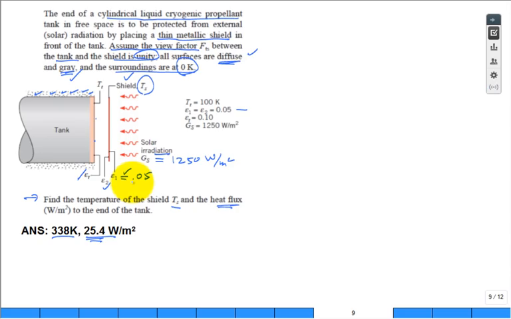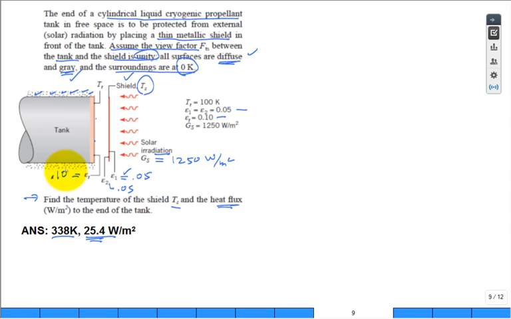Reflected, right. Okay, let's take a look. What's the emissivity of the tank surface over here? Well, it's 10%, so 0.10. What happens to 90% of the photons that impinge on the surface of the tank? They're reflected. So its emissivity is 0.1.